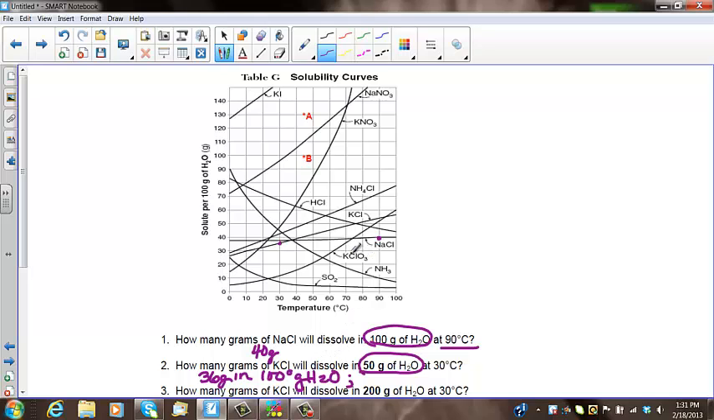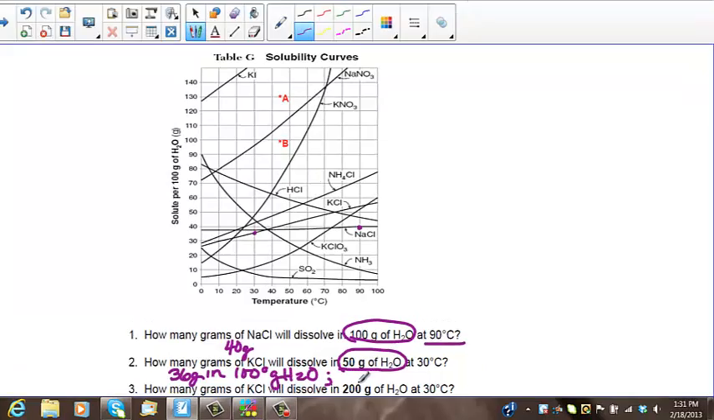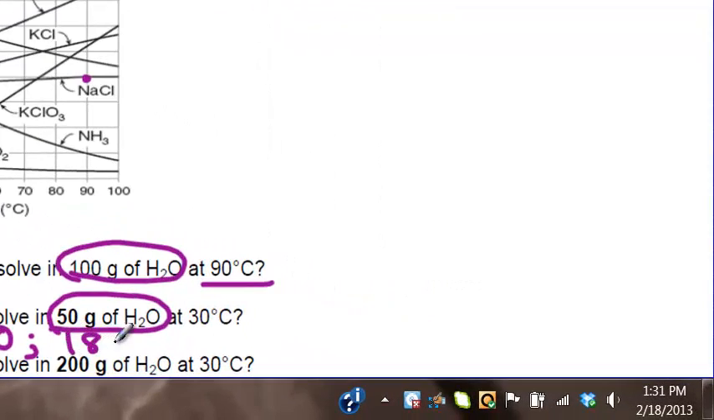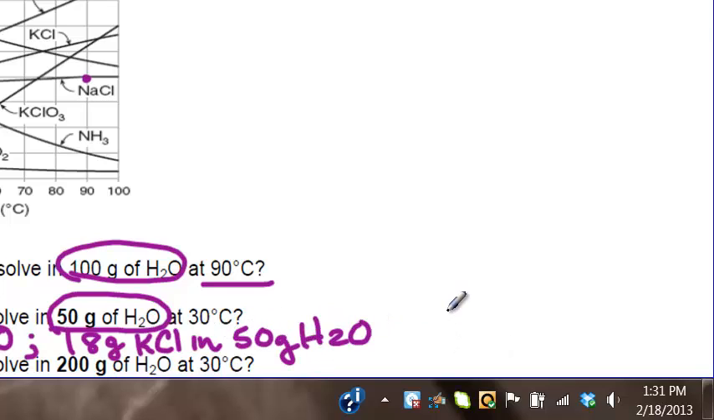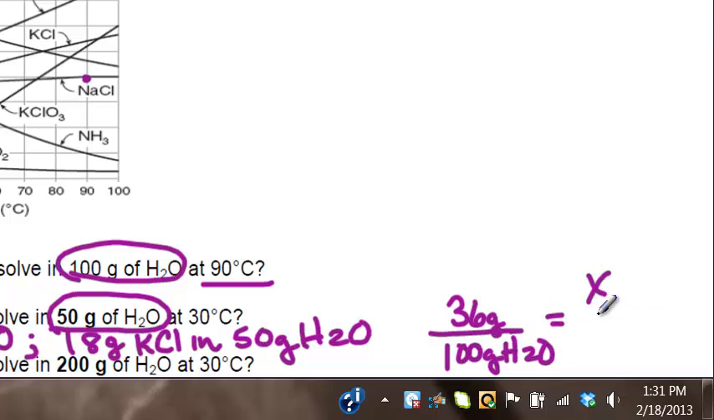Did I read that right? Okay. Half of 36 is 18. So 18 grams of KCl in 50 grams of water. Or I can set up a proportion. So I know that I have 36 grams in 100 grams of H2O. Therefore, how many grams will I have in 50 grams of water? And I can cross multiply and divide, and I'm going to get the same answer.